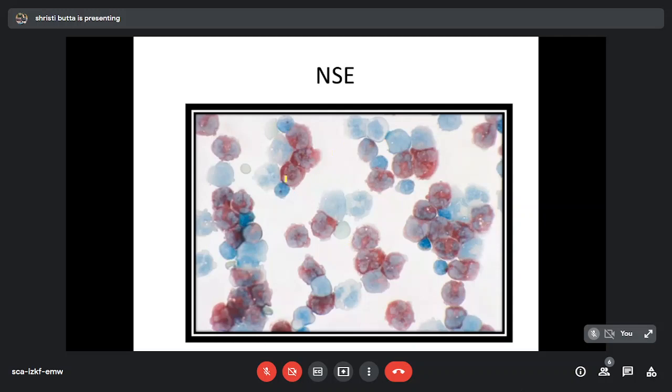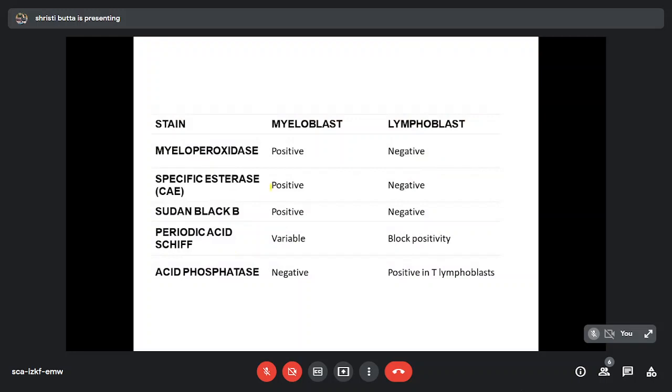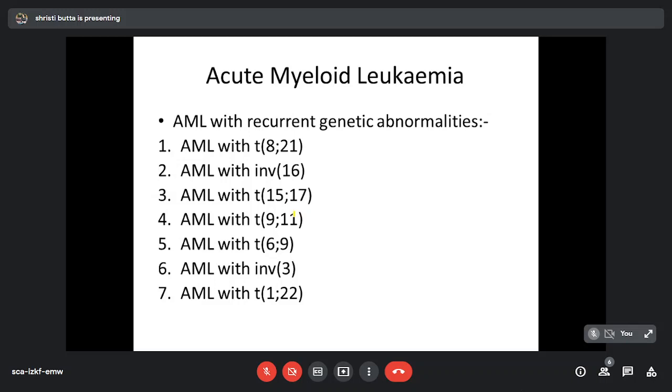This is highlighting the monoblasts here. This is the non-specific esterase. Coming to specific esterase or chloroacetate esterase, now that is going to stain the myeloid cells or the myeloblasts. Okay, and the monoblasts are weakly positive. Yes, so this slide has already been discussed, okay, with myeloblasts being strongly positive for myeloperoxidase, chloroacetate esterase, and Sudan black B. Now coming to the AML with recurrent genetic abnormalities.